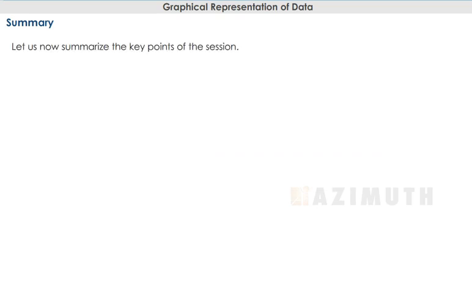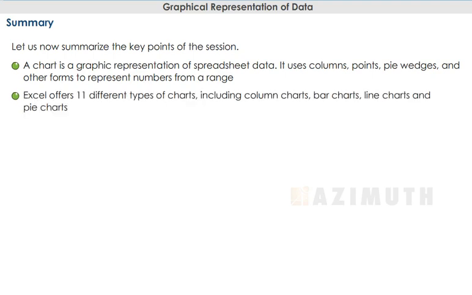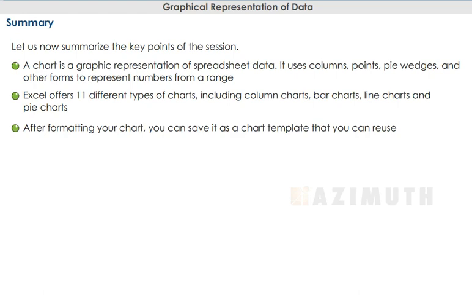Summary. Let us now summarize the key points of the session. A chart is a graphic representation of spreadsheet data. It uses columns, points, pie wedges, and other forms to represent numbers from a range. Excel offers 11 different types of charts, including column charts, bar charts, line charts, and pie charts. After formatting your chart, you can save it as a chart template that you can reuse.